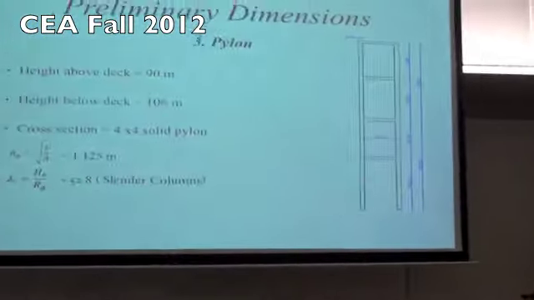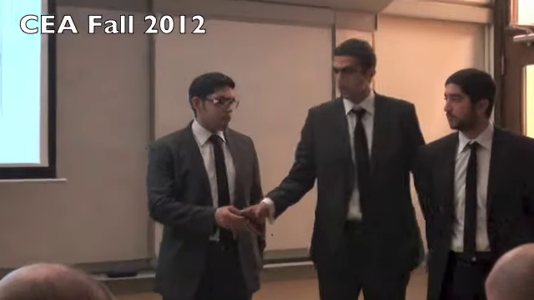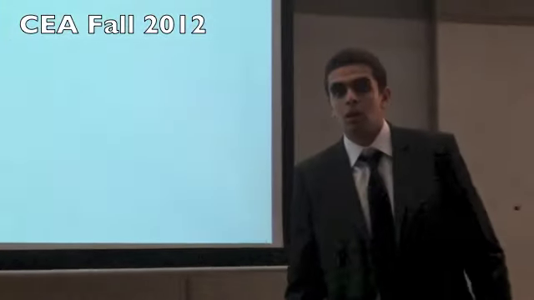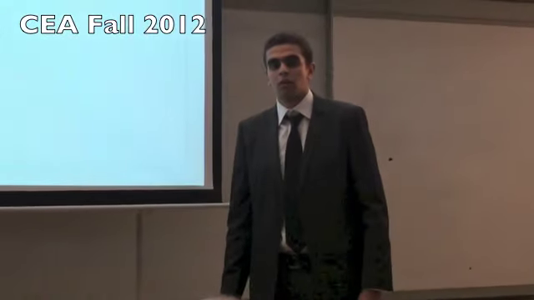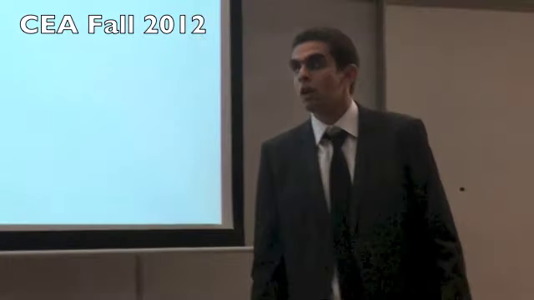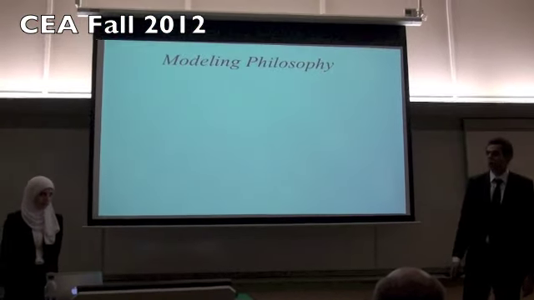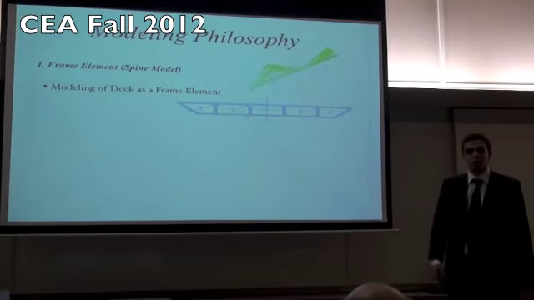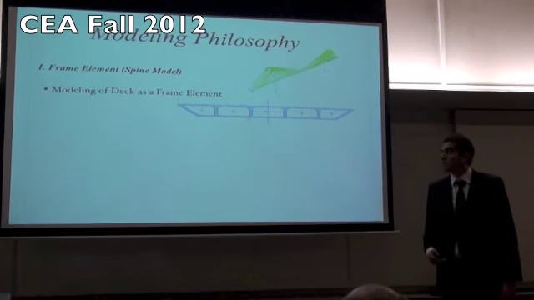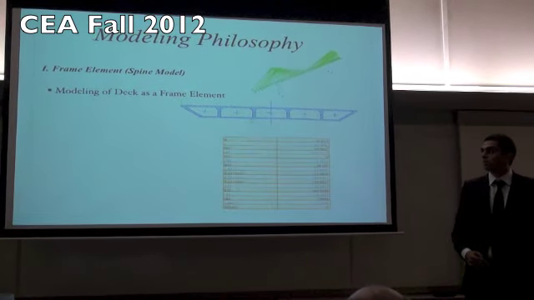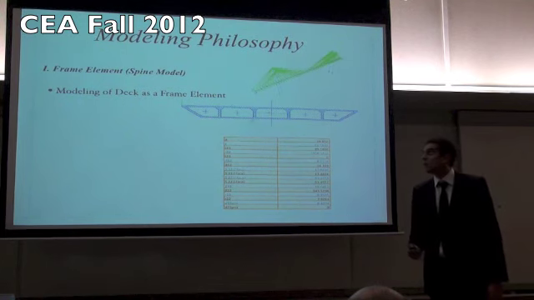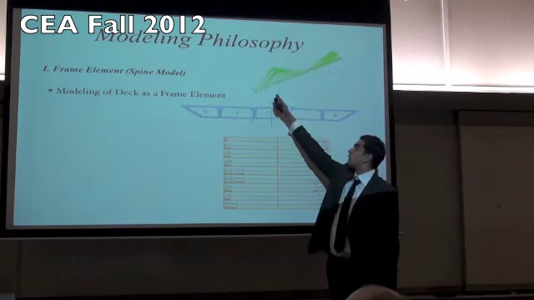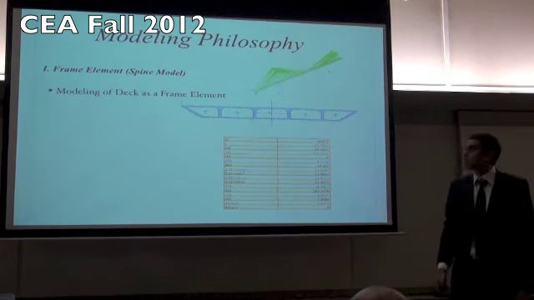And then I'll leave you with Saif to discuss our philosophy of modeling. For the modeling philosophy, we have three ways of modeling. The first one is the frame element, which is the vertical spine, the second one is the area element, and the third one is the solid. Till now, we only used the first two methods. The first one is the frame element for the deck. We modeled the deck by defining the section size, which is the property itself, and we entered the dimensions, and then the program calculated the properties of this deck. And then we assigned the deck to this frame element, as shown, the middle one, to model the behavior of the deck.